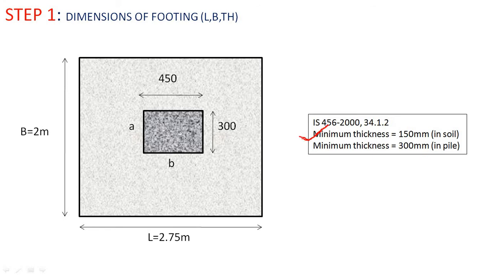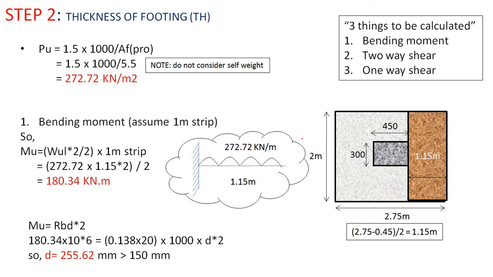So let us now move on to step number 2, which is thickness of footing. First what we will do, we will find the ultimate load, which is PU. So PU is equals to factor of safety 1.5 into load, which is 1000, divided by area provided, which means the area which we have provided in the first step is 5.5 meter square. So in this we do not have to consider the self weight as 10%. So the value of PU, which means ultimate load, is 272.72 kilonewton per meter.